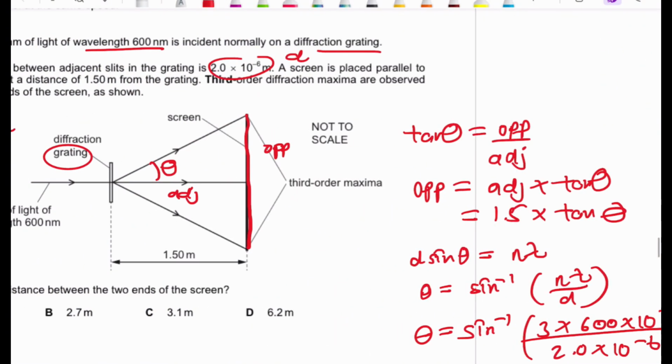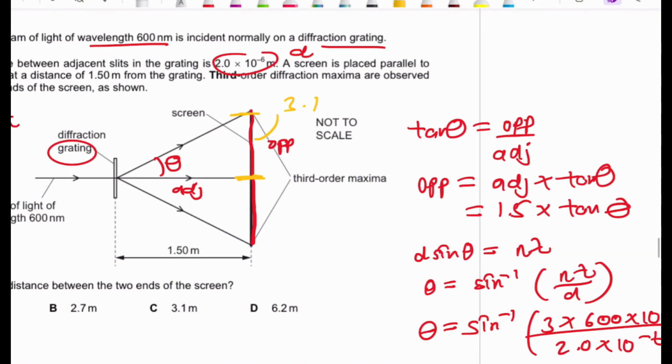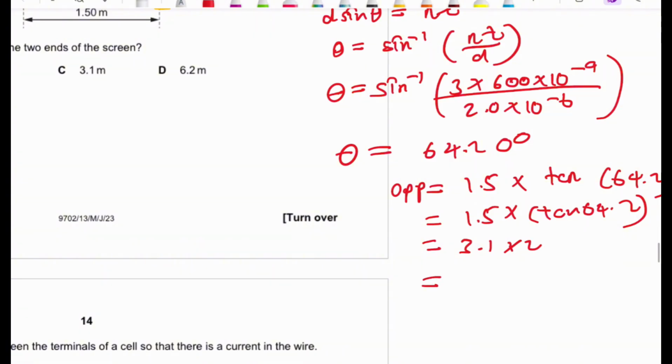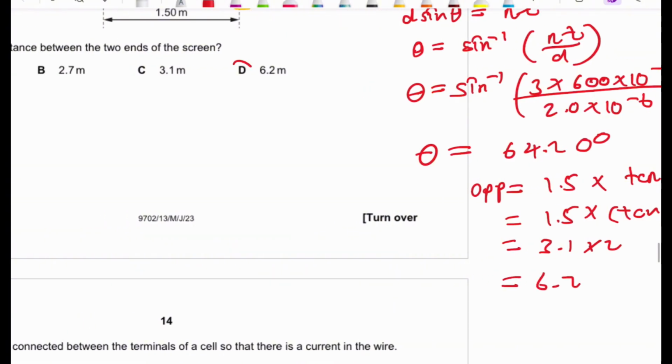So from here to here, it's actually 3.1, right? So from here to here, it's also going to be 3.1. So the total would therefore be 3.1 multiplied by 2, which is going to be 6.2, which is D.